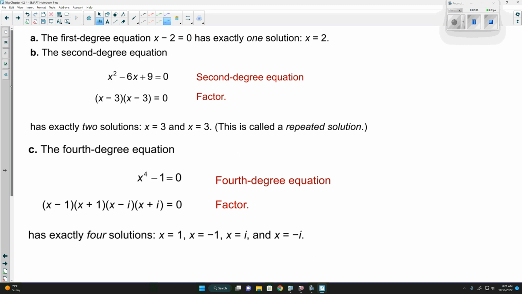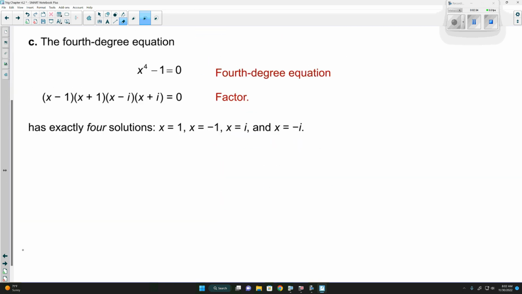So this first one here, the first degree equation x minus 2, has exactly one solution because the degree is 1. And it works out that the solution is x equals 2. The second one here is a second degree equation. Since the biggest exponent is 2, it's a second degree, so it has 2 solutions. It just works out that the solutions are both 3. Even though we have a repeated solution, we do count it twice.